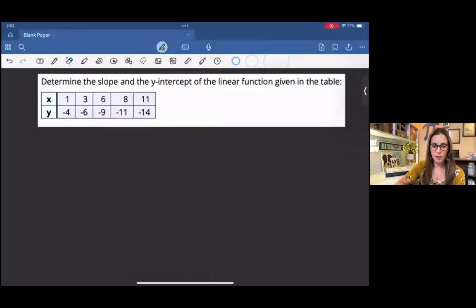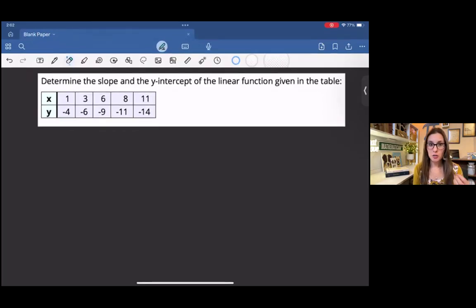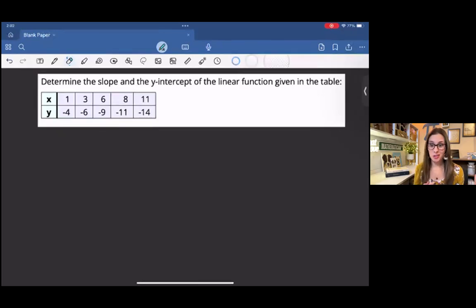Hey y'all, in this example, I'm going to be showing you how to find the slope and y-intercept given a table of values. We've got a table given here, and sometimes we will see an x value of 0 right there in the table, and you can just locate it with your eye what the y value is, and you're done.